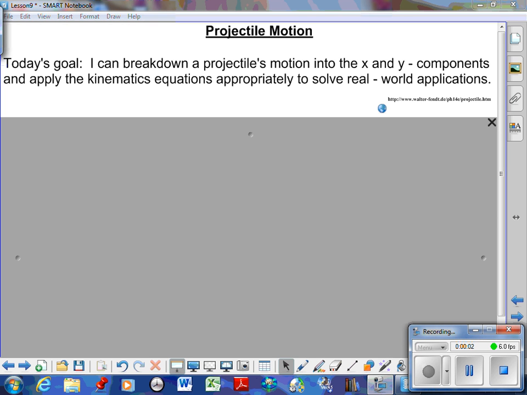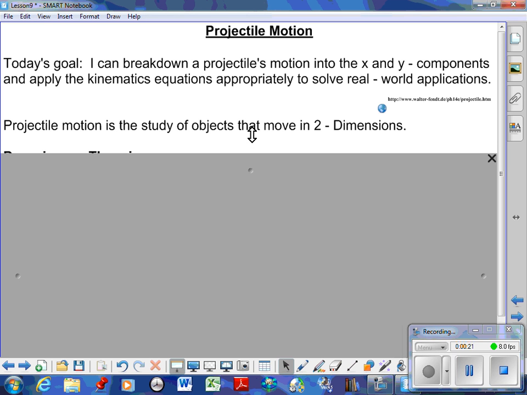Alright, welcome back to lesson 9, the final lesson in the first unit, and it's projectile motion. So what's the goal today? I can break down a projectile's motion into x and y components and apply the kinematics equations appropriately to solve real-world applications. Projectile motion is simply the study of objects that move in 2D.